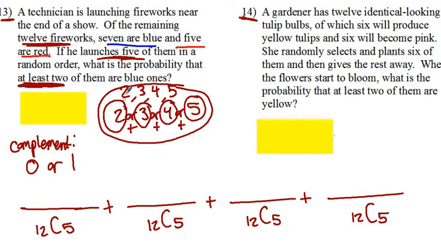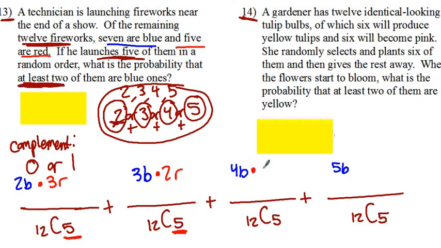Remember we're doing the probability of at least 2, so let's start with the probability of exactly 2. We want at least 2 blue, so let me write this. This one will be 2 blue, this one will be 3, that's going to be 4, that's going to be 5. And remember, every time we're setting off 5 total. So if I set off 2 blue, that means 3 red. If I set off 3 blue, that means 2 red, because we're trying to get it to add up to 5. 4 blue would be 1 red, and 5 blue would mean no red at all.